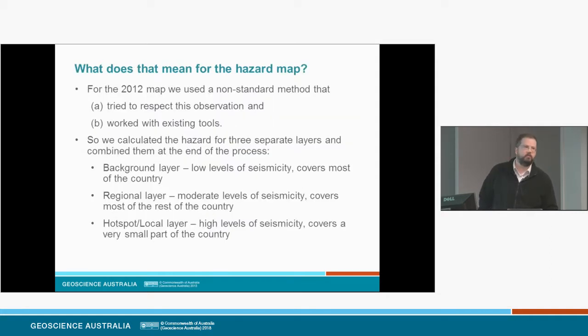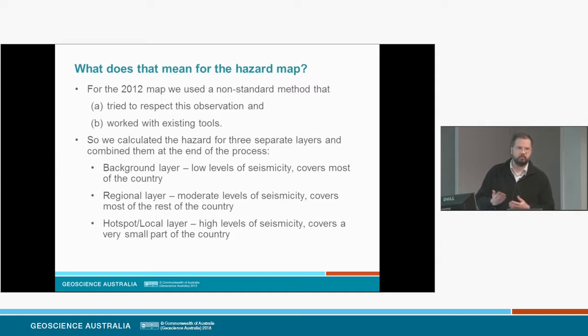So what does this mean for the earthquake hazard map? We had to try to get the hazard map working with EKRM. So what we tried to do is to respect that kind of statistical observation and work with what we had. So basically, to summarise it very simply, we calculate the hazard for 3 separate layers and then combine them at the end of the process. This is a bit of a non-standard way of doing earthquake hazard.